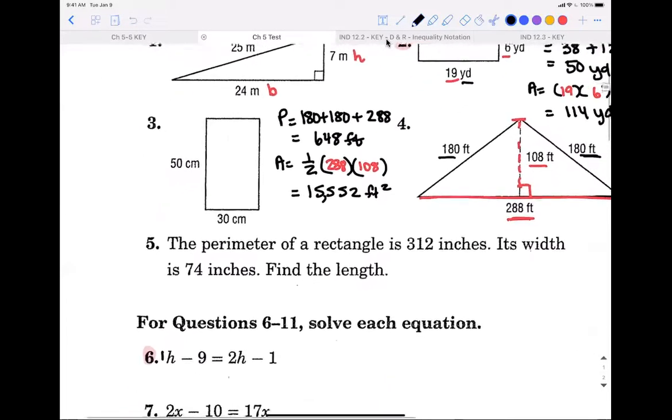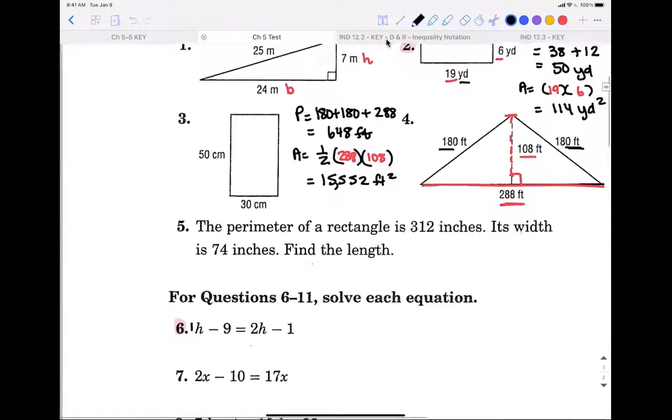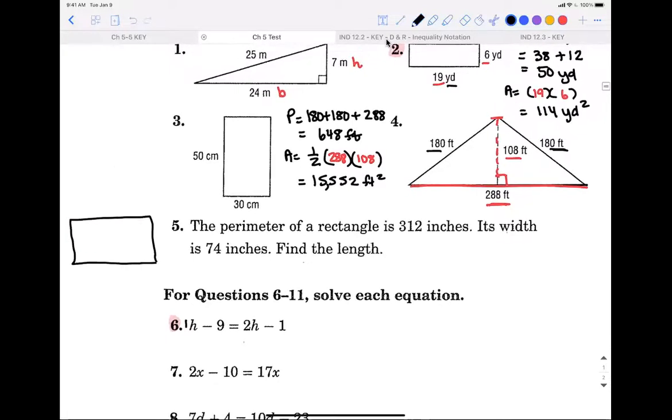All right, I'm not going to work number 5 all the way to the answer, but I am going to help you set it up. So it says the perimeter of a rectangle is 312 inches. Its width is 74. Find the length. So I'm going to draw just a little, and you don't have to draw a picture if you don't want to. I'm a visual person, so I like to see it, but you don't have to. And they tell me that the perimeter equals 312. That's some given information. They also give me that the width is 74, and I have to find my own length. So I know the L is going to stand in place of length. Okay.